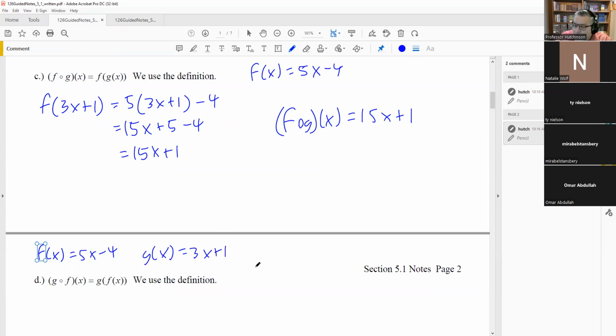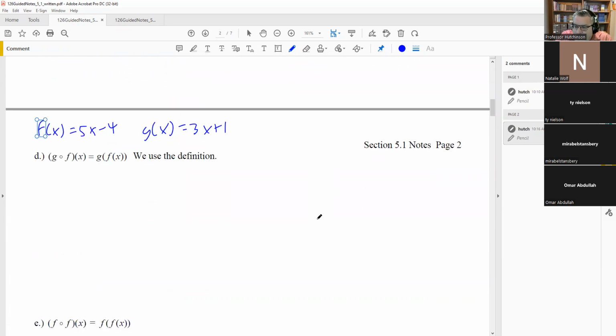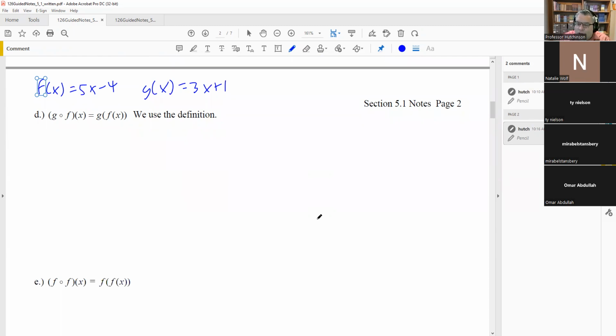Okay, so these are the 2 original functions. We can keep them at the top of the page so we can refer back to those. So let's do now the next one. We're going to do g of f of x, which again, if you use the definition, it's saying that you're going to put the f into the g. So it's actually the reverse of what we just did before. So instead of the f of x, I'm going to replace the f of x with 5x minus 4. So this is now what I need to figure out. I need to do g of 5x minus 4.